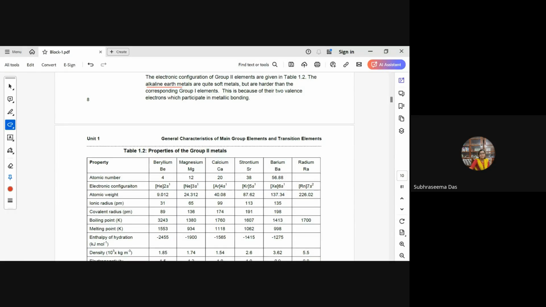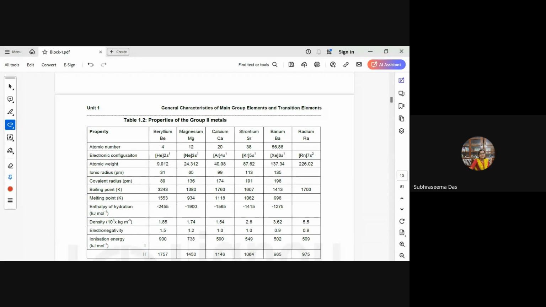Alkaline earth, because earth is related to their hydroxides, and since the hydroxides are alkaline in nature. We all know that the group 2 elements are called alkaline earth metals. This group comprises elements like beryllium, magnesium, calcium, strontium, barium, and radium. And their outermost electronic configuration is given here, as you can see.